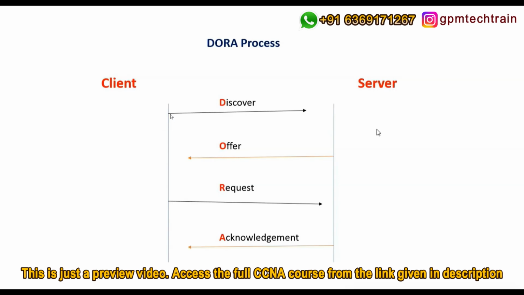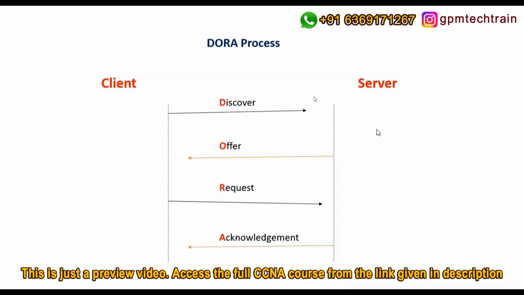So it will automatically send a discover message. It's a broadcast message, with the destination set to 255.255.255.255, source port 68 and destination port 67. When that message is broadcast, all other devices in the network will reject it, because only the DHCP server listens on port 67, right?